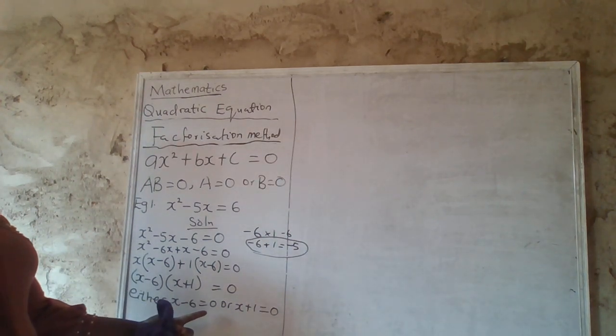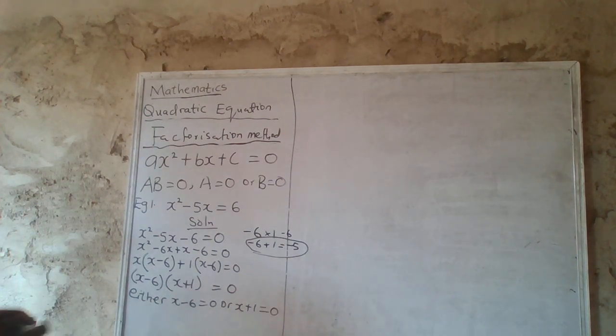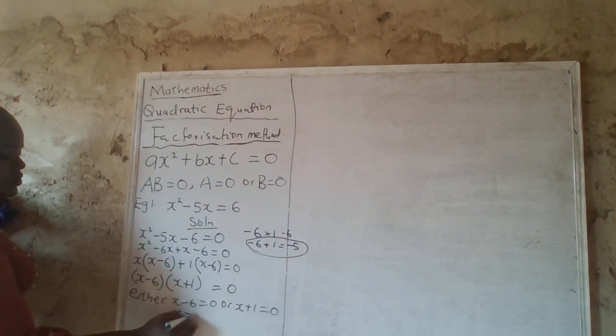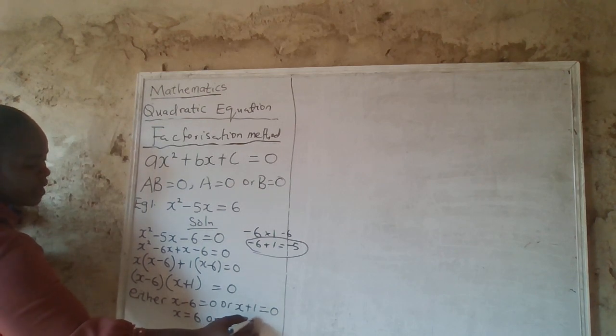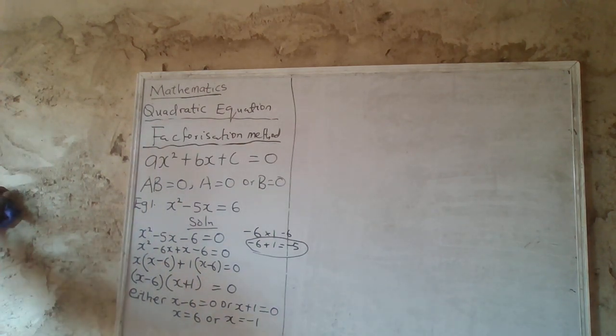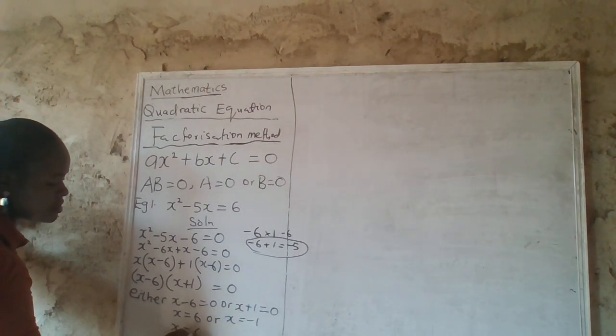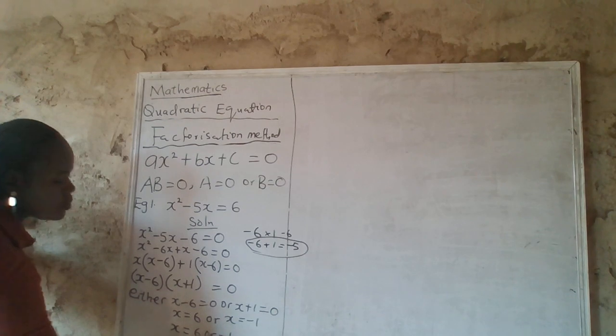Either x minus 6 is 0 or x plus 1 is 0. That means our x here is going to be what? 6. Or x here is going to be minus 1. So that x is either 6 or -1.